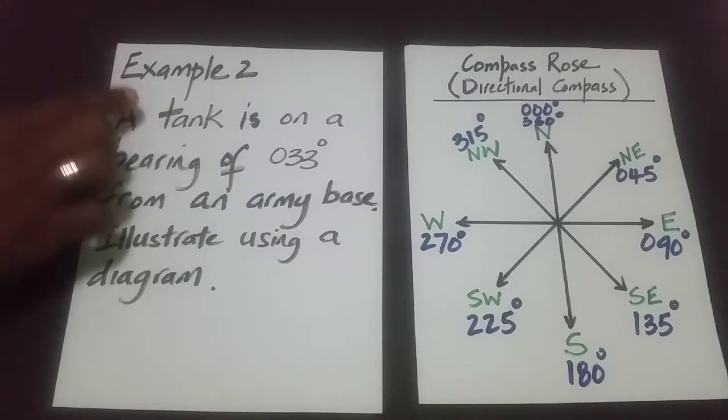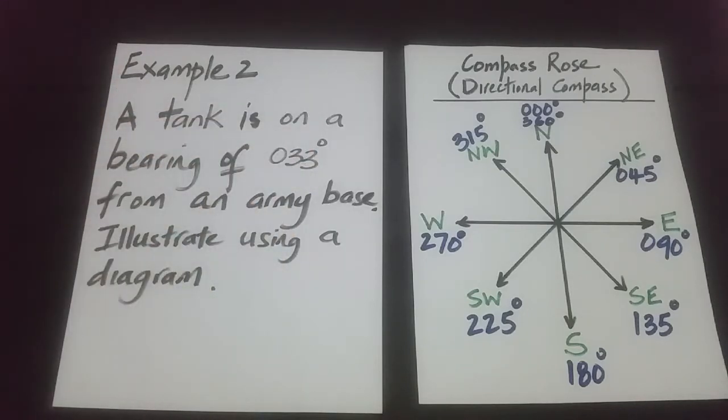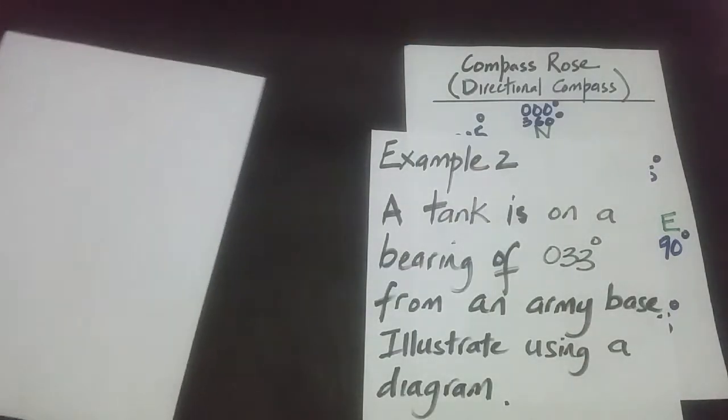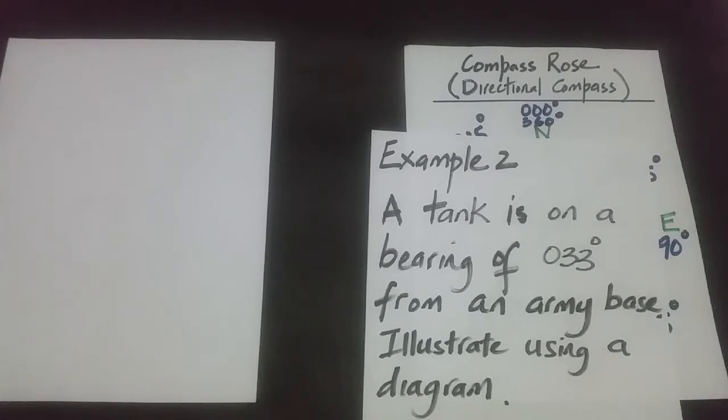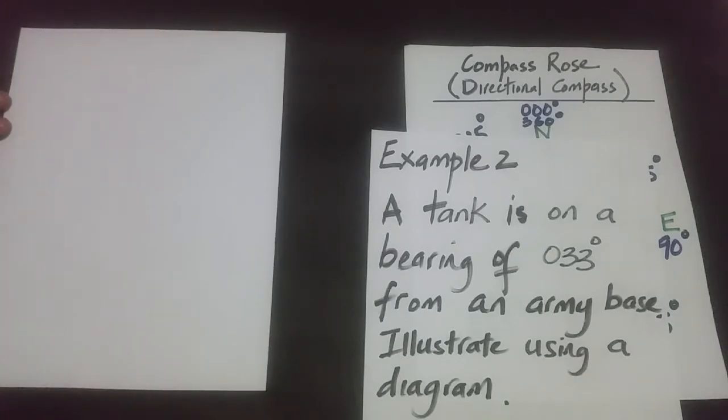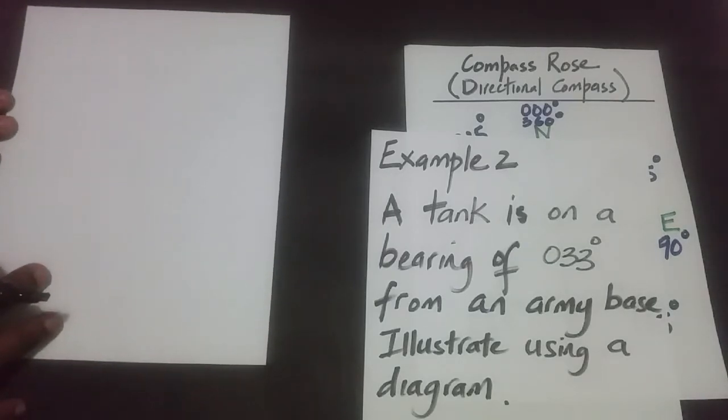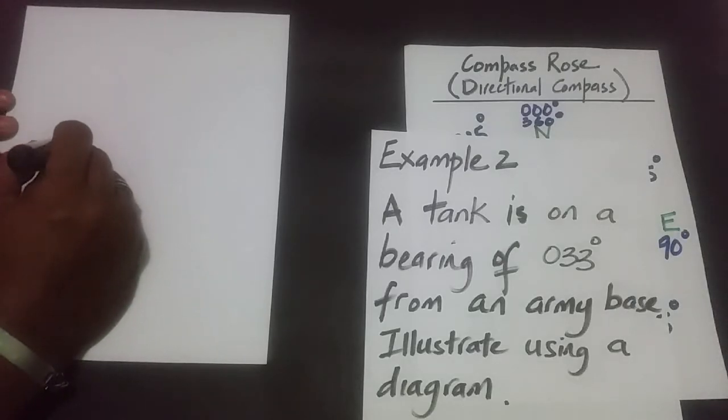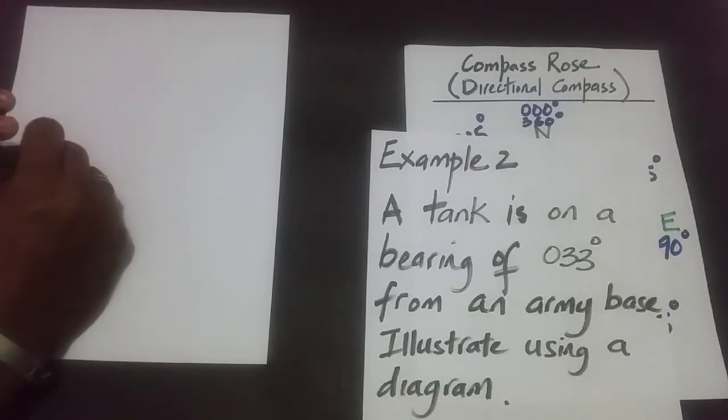So this one says a tank is on a bearing of 033 degrees from an army base. Illustrate using a diagram. So let's tackle this one quickly. It says the tank is on a bearing of 033 degrees from an army base. So the army base, I'm just going to indicate A for army base.